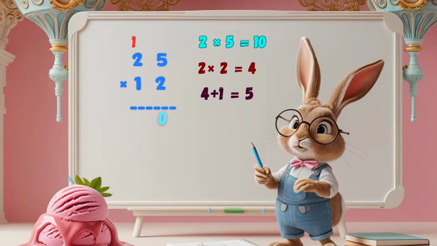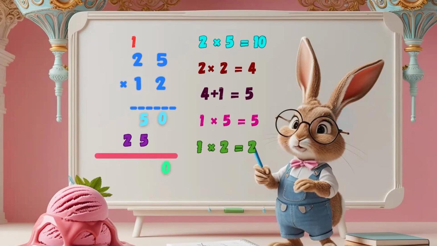Now multiply by 1, which is really 10. 1 times 5 is equal to 5, write in tens place. 1 times 2 is equal to 2, write in hundreds place. Add both results. 50 plus 250 is equal to 300. So, 12 times 25 is equal to 300 rupees.